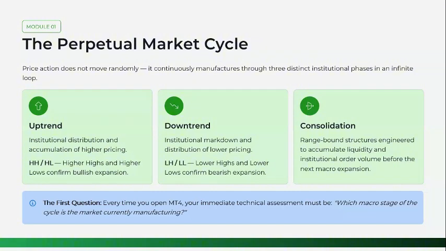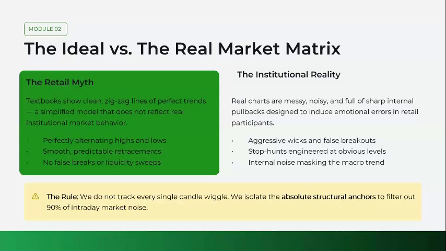So we're going to start looking at the ideal versus the real matrix. The retail myth: textbooks show clean zigzag lines of perfect trends. This is a simplified model that does not reflect real institutional market behavior. But it's good to start with the ideal. Then we're going to look at the reality. Reality usually is charts are very messy, noisy, full of sharp internal pullbacks. So we're going to see how you separate signal from noise, in other words.